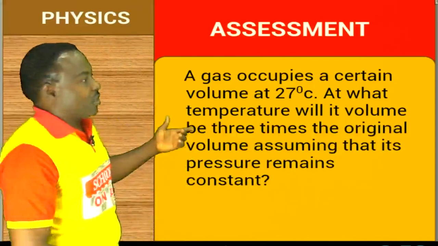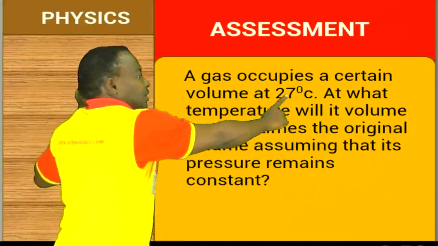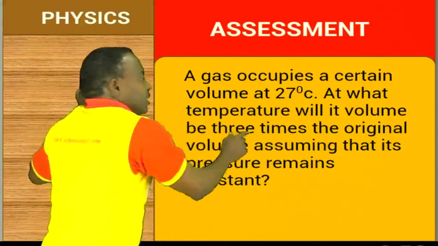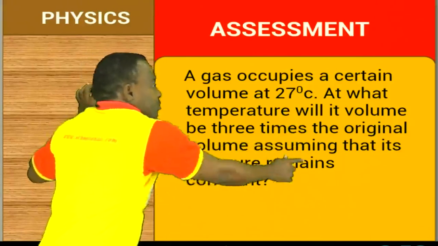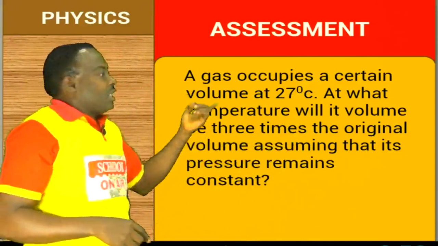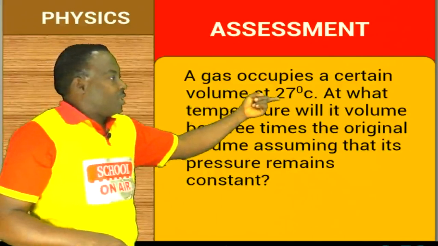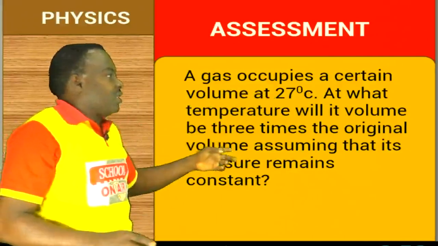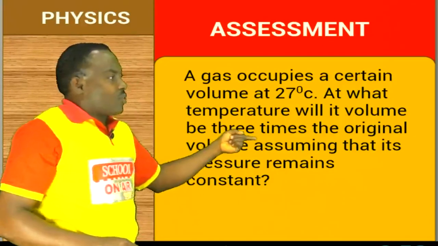Now, this goes for my assessment question. A gas occupies a certain volume at 27 degrees centigrade. At what temperature will its volume be 3 times the original volume, assuming that its pressure remains constant? You are having a gas here. You understand me? It has a volume at 27 degrees centigrade. The temperature has increased or it has reduced. They are not telling us. The question just says, at what temperature will its volume be 3 times?